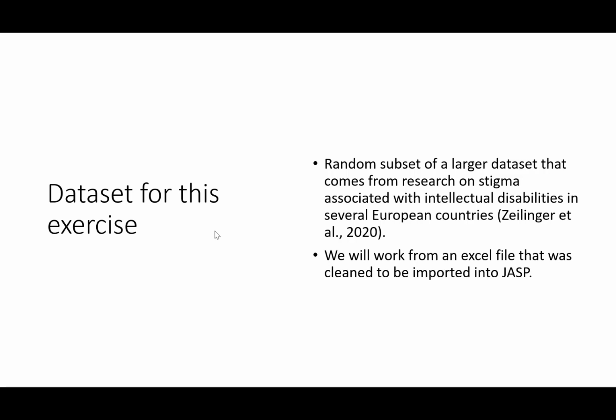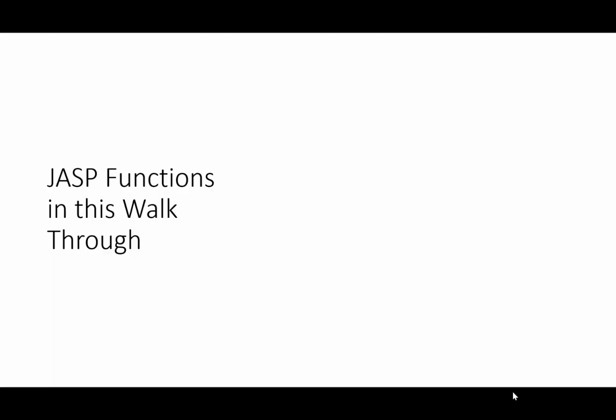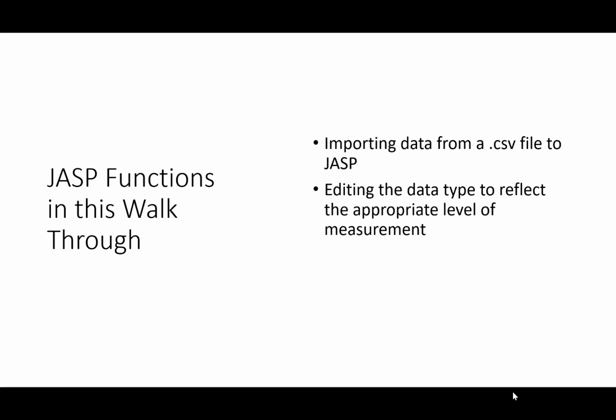We're going to work from an Excel file that has been cleaned, and we're going to import it into JASP for this particular exercise. Some of the things we're going to learn to do in JASP include how to import data from a CSV file to JASP, how to edit the data type to reflect the appropriate level of measurement, for instance, nominal, ordinal, interval or ratio, how to add labels for nominal variables, and how to apply filters if we're interested in just a subset of our sample.